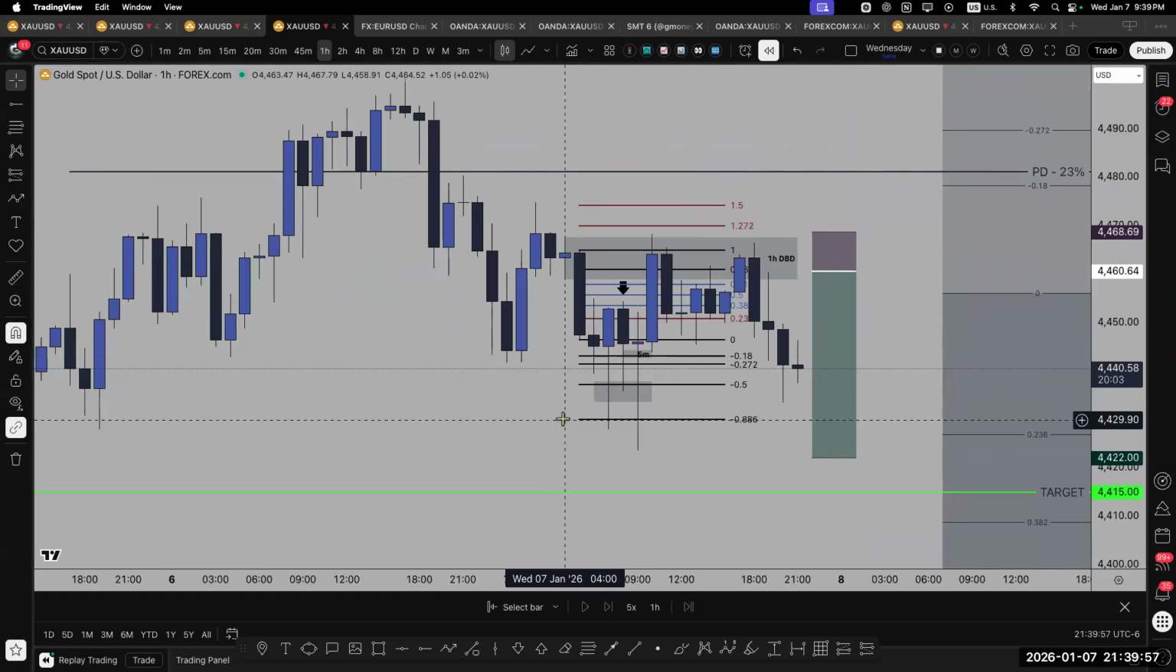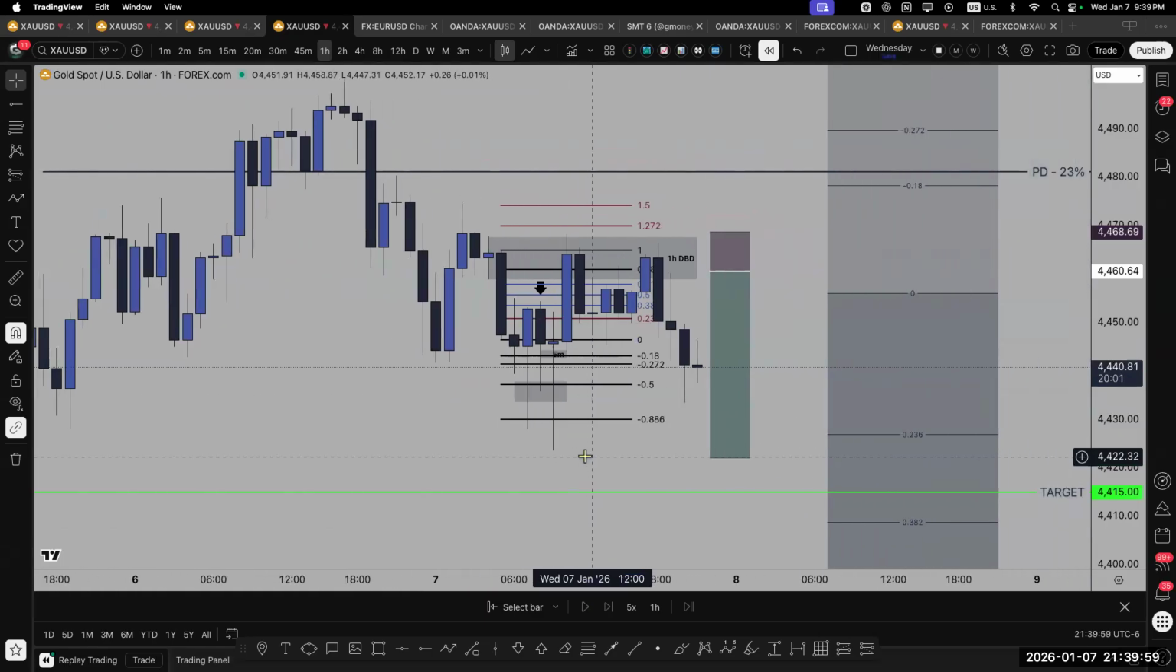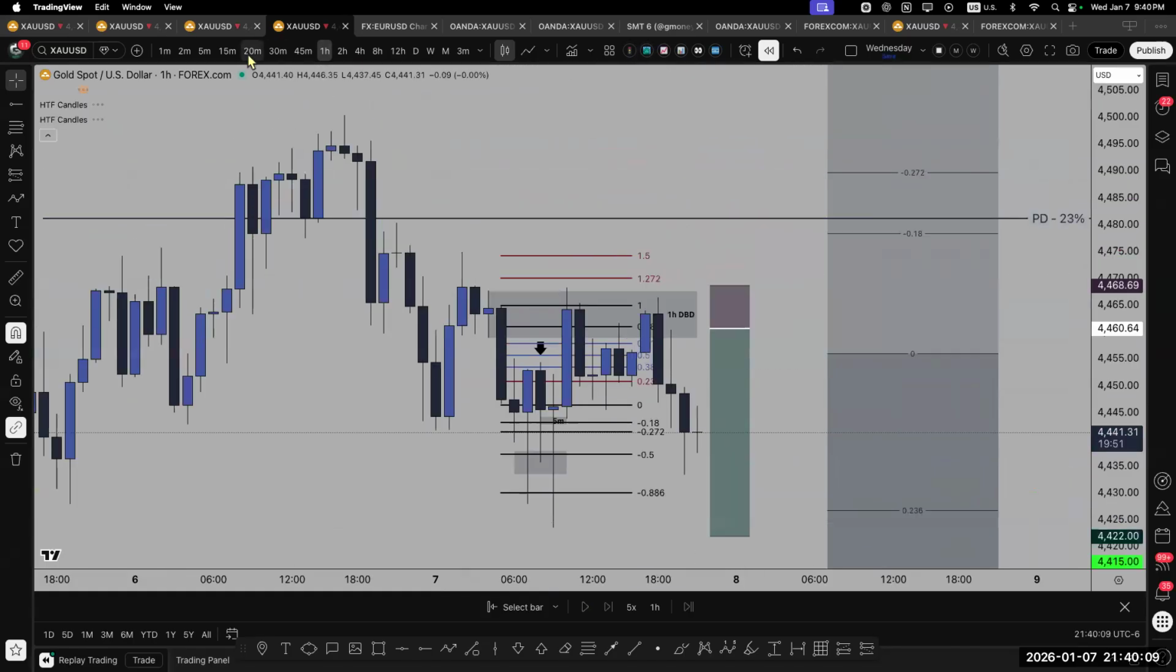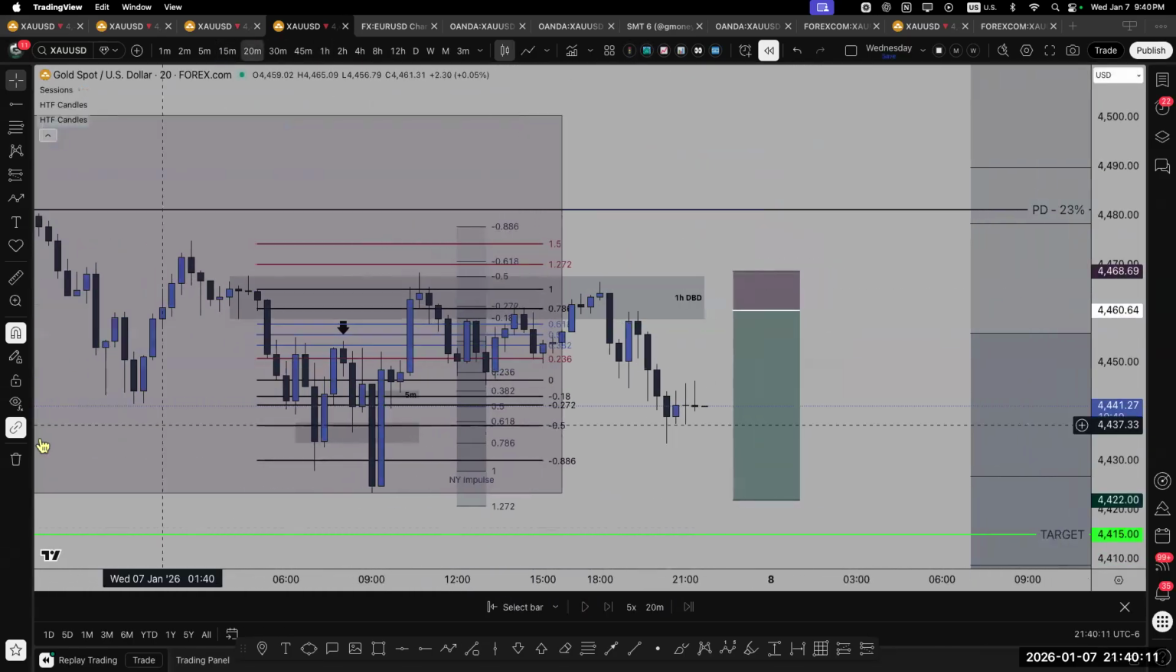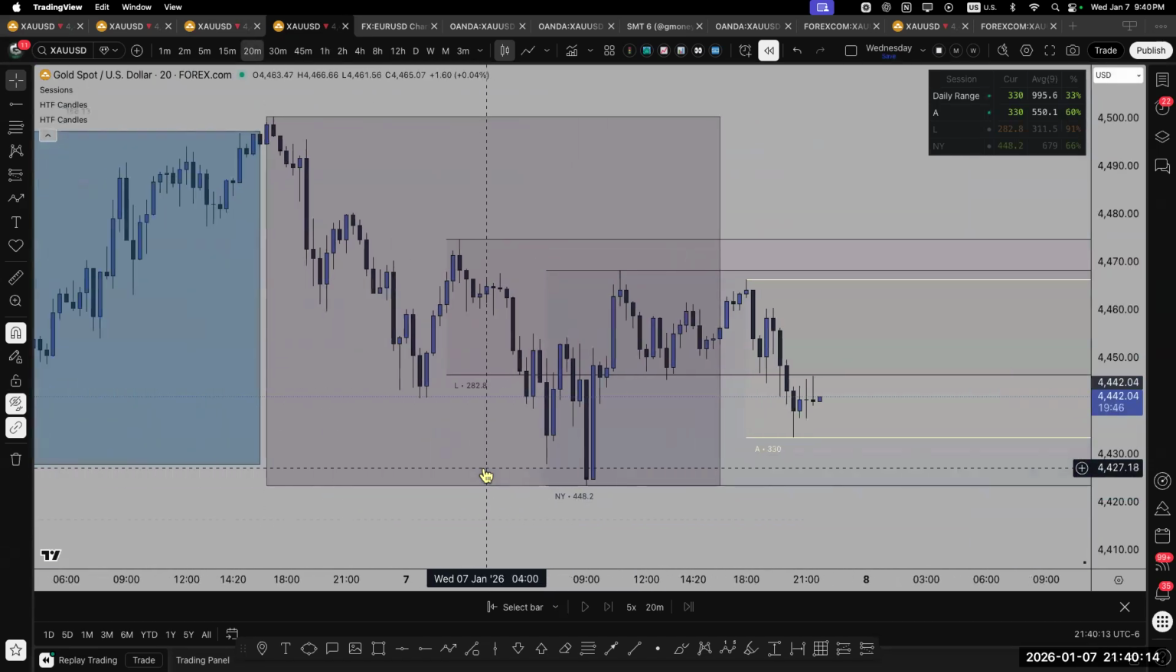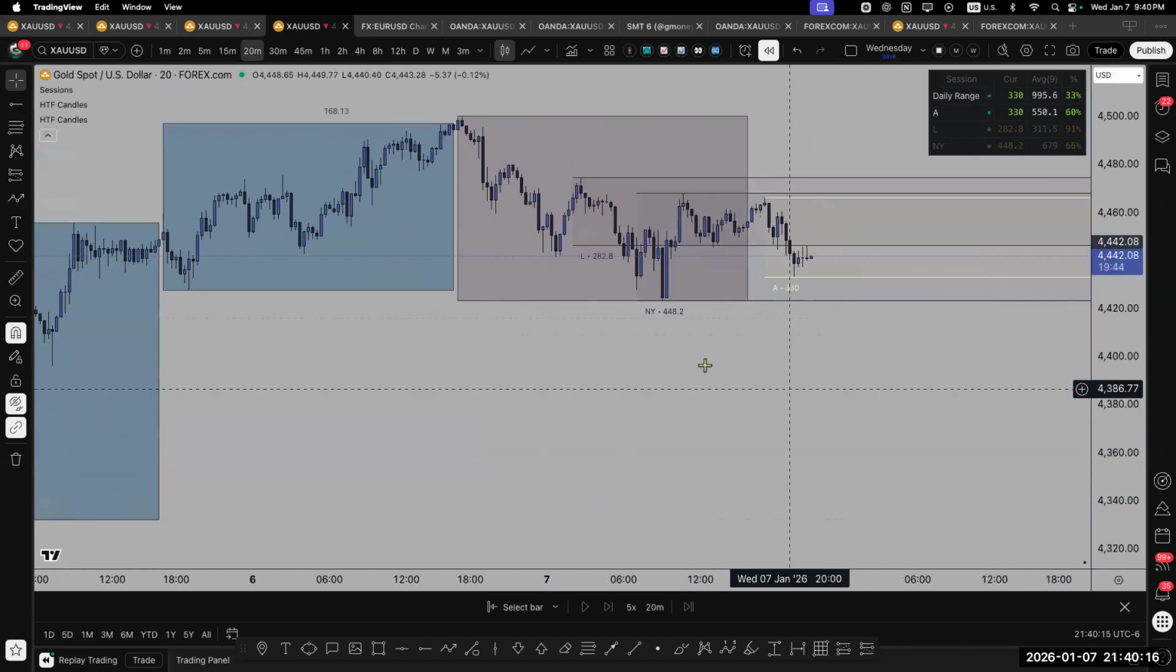Okay, so during New York session, today's price action, we actually got the sell, but the move for the day, I think it was a buy. The move for today was a buy. And let me show you guys why I say that.